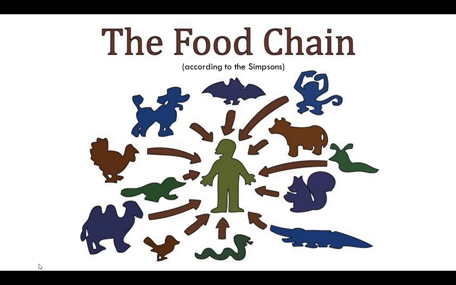Sermon over. Okay, so here, of course, is a joke. This is the food chain of humans according to The Simpsons. We do not eat all of these different things, though I'm sure people do eat platypus, or have eaten platypus in the past.